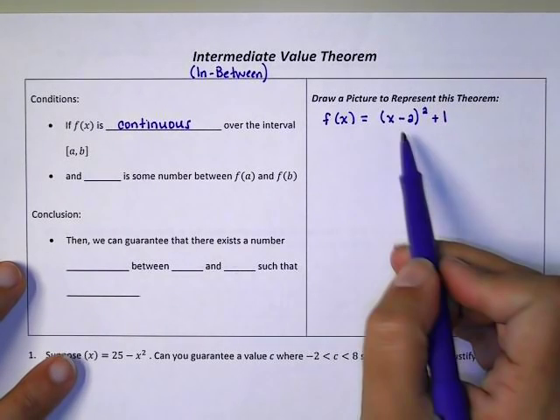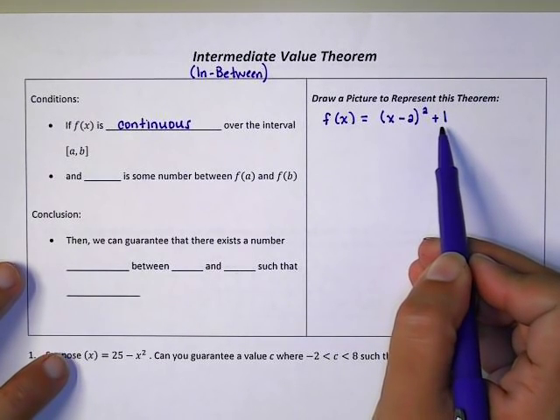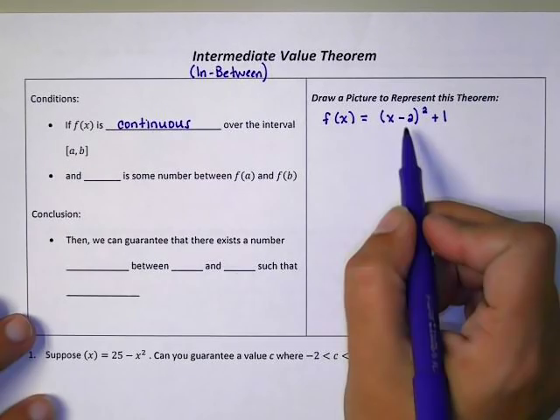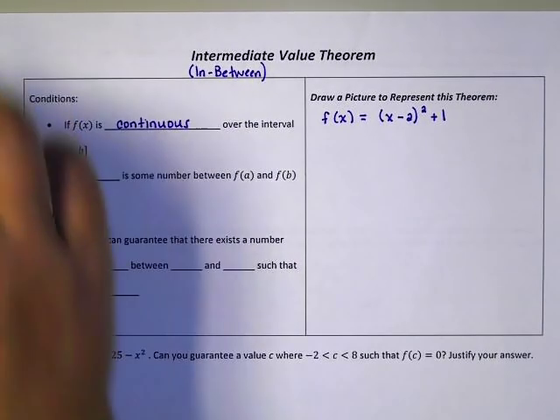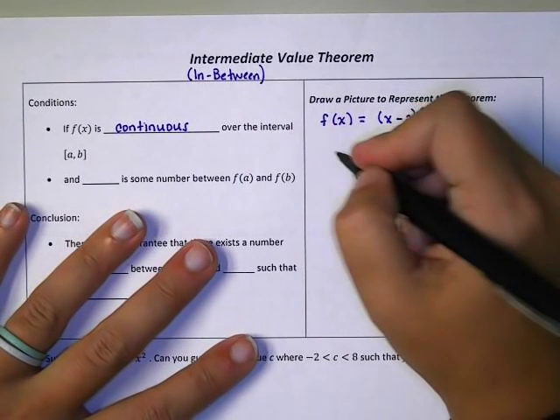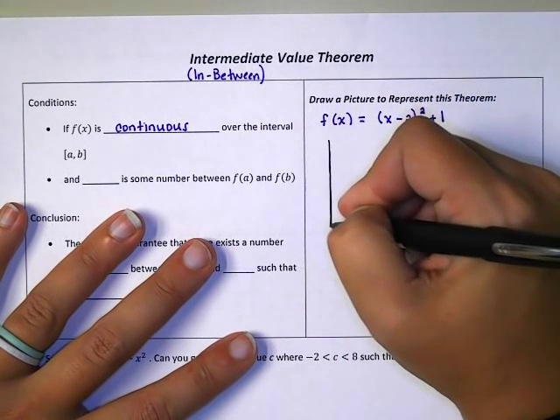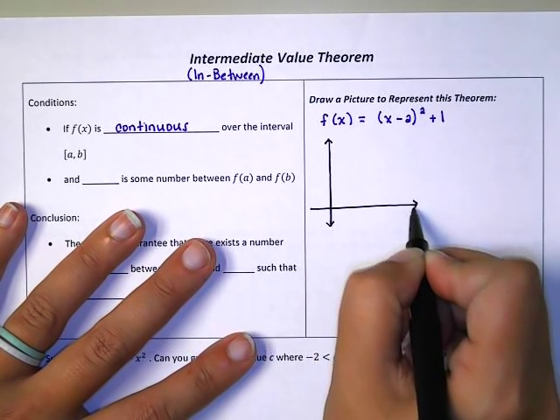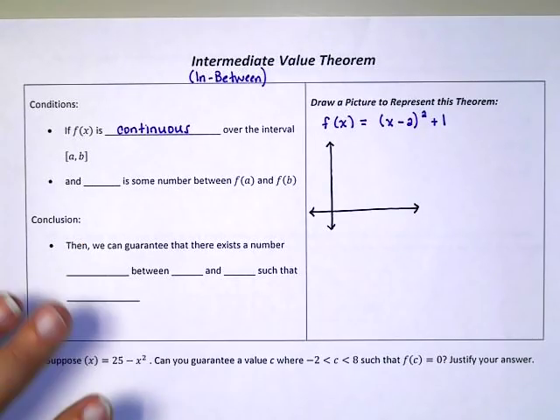Now I know that this is a continuous function because all parabolas are continuous. They're not going to have any jumps or infinite discontinuities or holes because this is just a parabola. If I were to sketch a picture of that function, I could also determine if it was continuous. So I'm going to go ahead and just sketch a quick picture of this function. This is going to be a parabola that was shifted to the right 2 spaces and up 1 space.